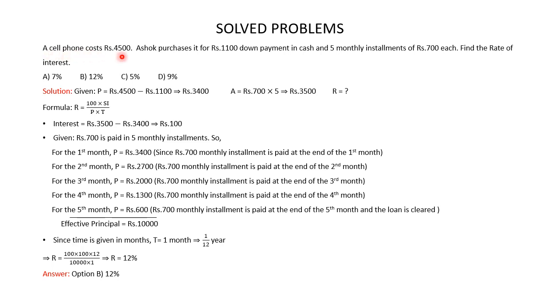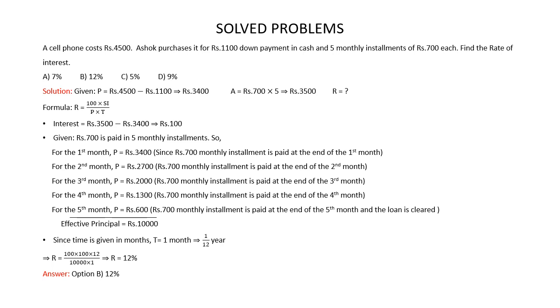A cell phone costs rupees 4,500. Ashok purchases it for rupees 1,100 down payment in cash and 5 monthly installments of rupees 700 each. Find the rate of interest. Here you are given 4 options and you have to find out which of these options is the correct one.